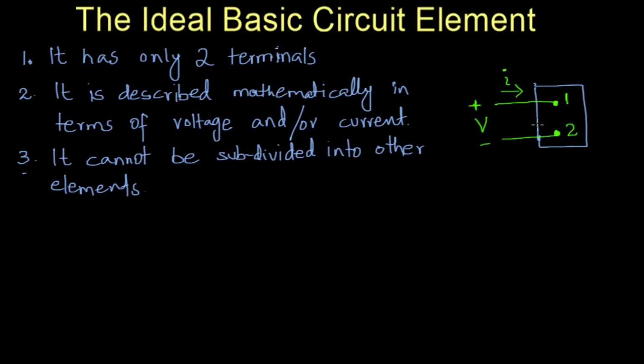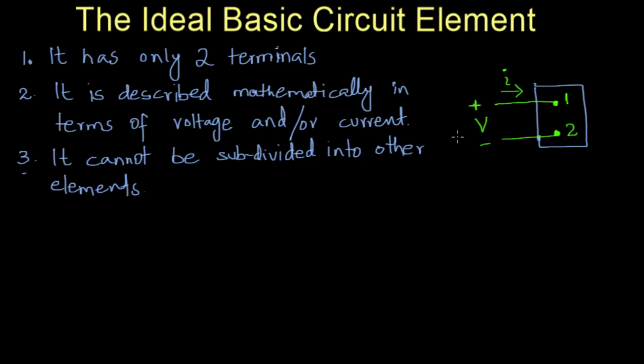This figure is a representation of an ideal basic circuit element. The box right now is blank because we are not specifying right now what kind of circuit element this is. The voltage across or between these two terminals is denoted by V, as you can see, and the current flowing between terminals is denoted by I.